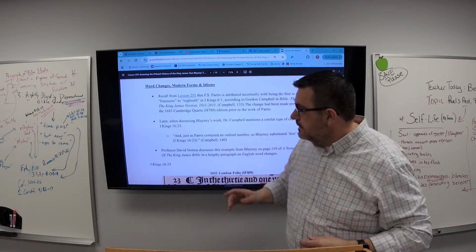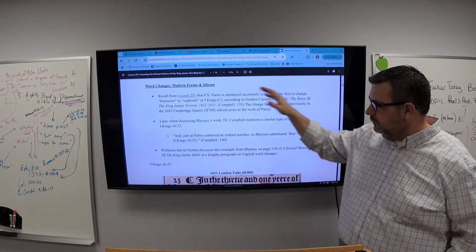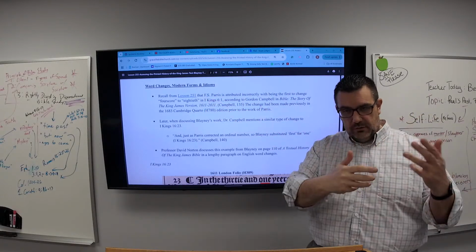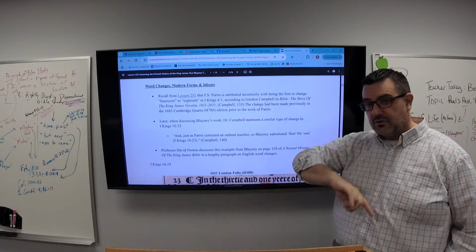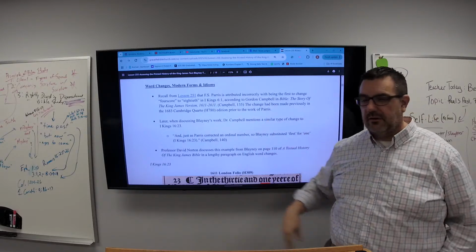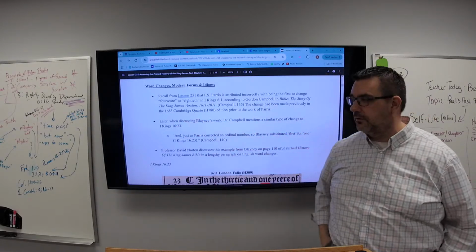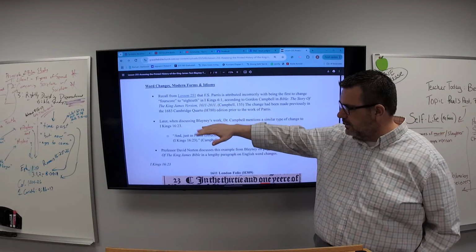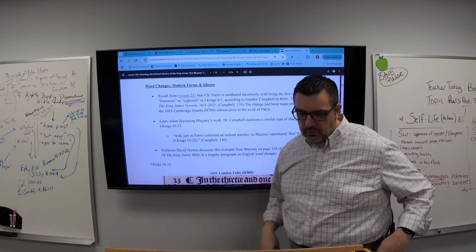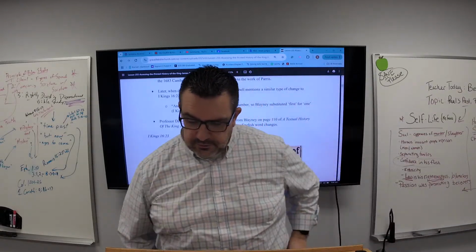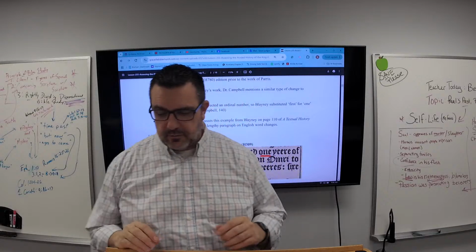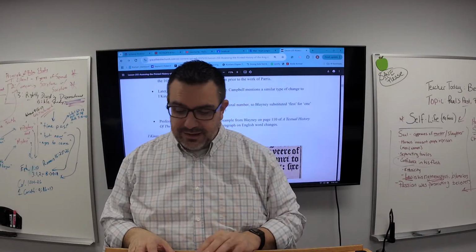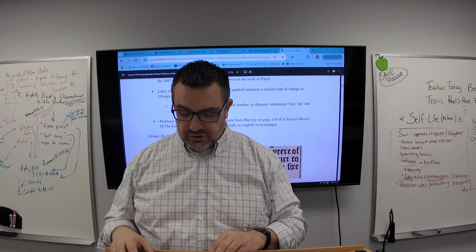Okay? Now, remember that this was attributed to Paris by Campbell, and we know from additional looking around now that that's not true, that the change had been made previously in the 1683 Cambridge Quarto, right? Then Blayney discusses a similar example here on page 140. Look at the next point. Professor David Norton discusses this example from Blayney on page 110 of A Textual History of the King James Bible in a lengthy paragraph on English word changes.